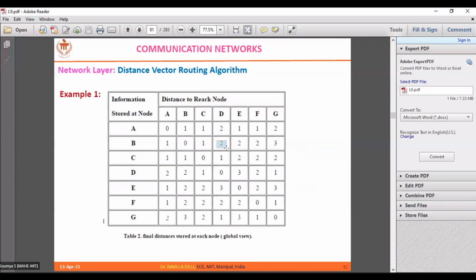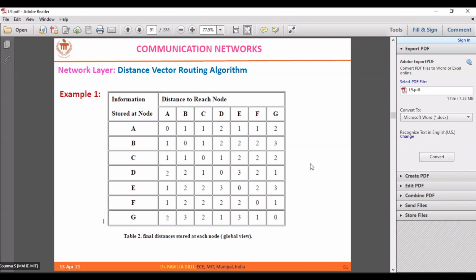B to D and B to E. Correct? Similarly, B would have received the table from C, D, E, F, G, whoever its neighbors are. Correct? Based on all this, it is going to make its own table. And this is the global view. That is the final distances that are stored at each node.